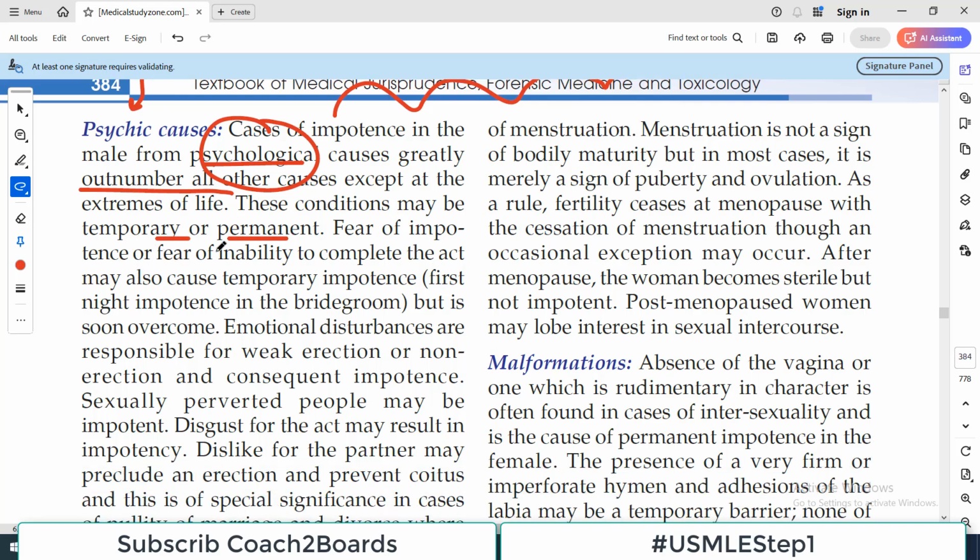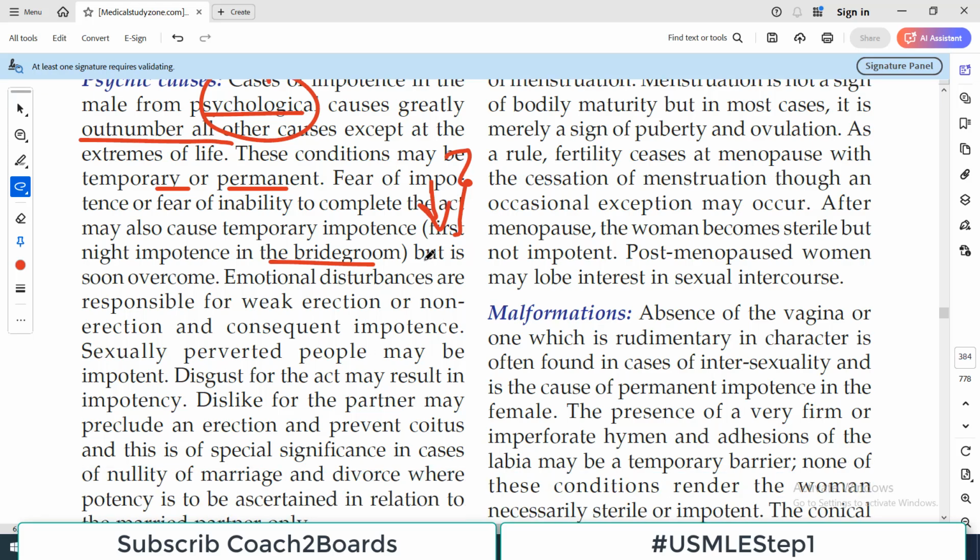Fear of impotence. Wow, that is the fear of performance basically. So, bridegroom issue. On the first night, impotence in the bridegroom. That is something very common. We usually receive a lot of complaints, कि जनाब first night पे तो we just failed. Now, when we say we just failed, that basically means there is a stress, there is a pressure, and because of that pressure the person is not able to perform the sexual activity, okay? But then, waqt ke saath saath, that becomes better.